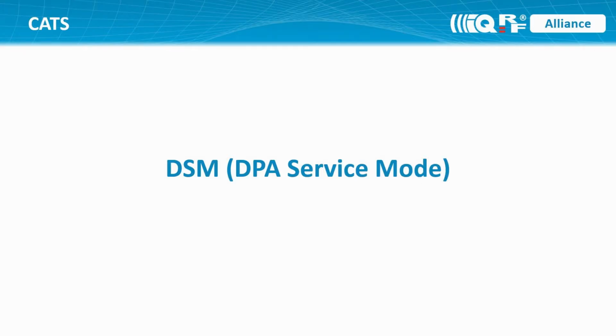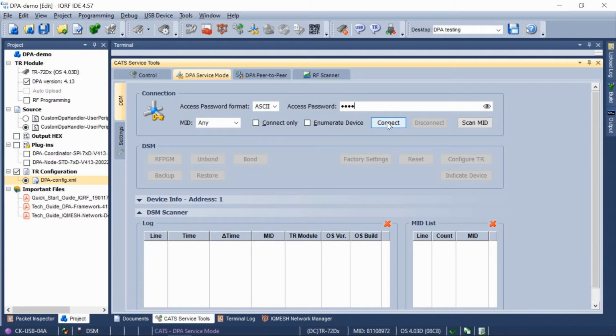Now, let's show the DSM tool. On the DPA service mode tab in CAT service tools, you can connect wirelessly to a device to which you know the access password and which is in a direct RF range of your service tool. DSM is a special service connection which can be established with a DPA device, coordinator or node after reset.